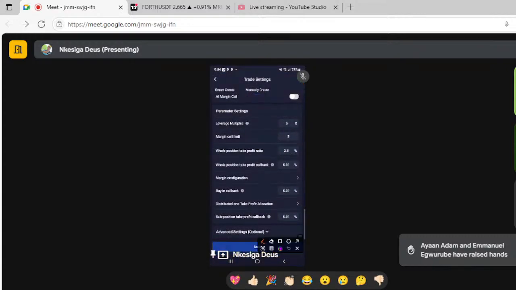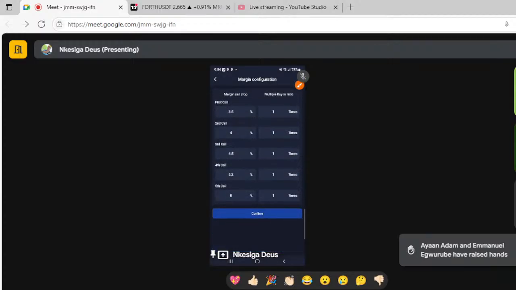Then we come here. Make sure the callbacks are all 0.01. We come here to margin configuration and we set this time around. If you are trading futures and you don't have good money, make sure you follow this step. Buy 1, and the drop should be big, because in futures it is just a blink of an eye and the market can drop this percentage. So make sure your percentage drops are big. Are we together? They should be big.